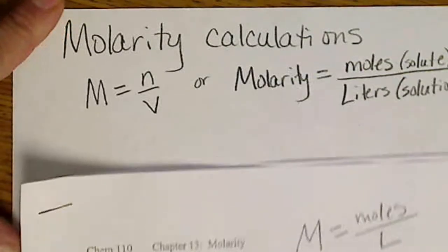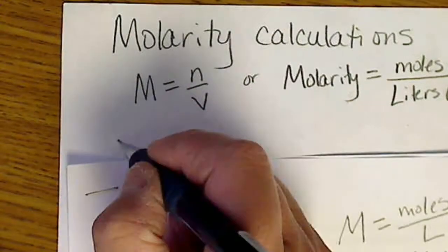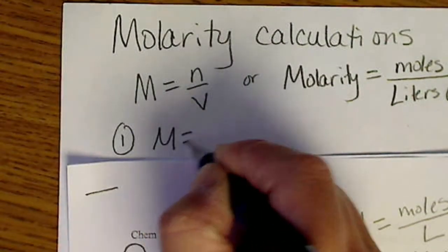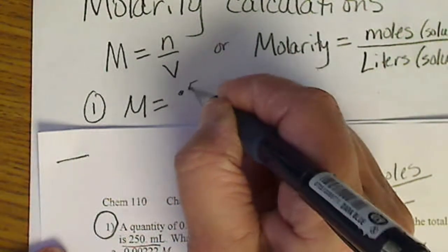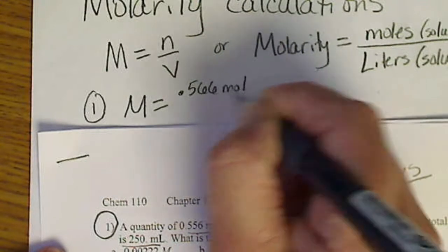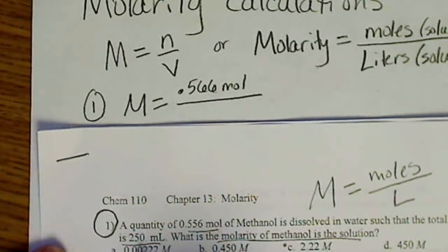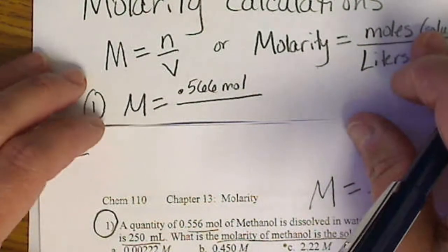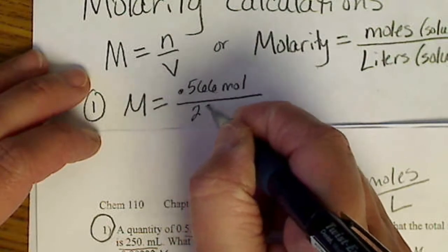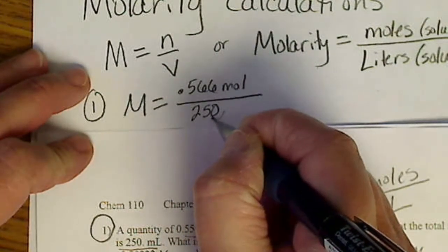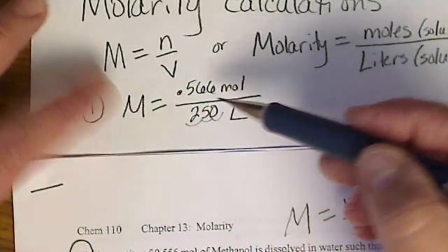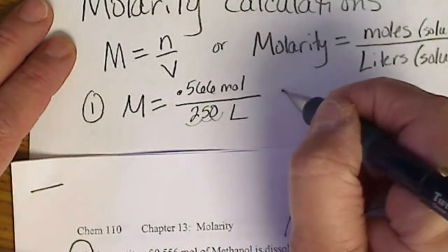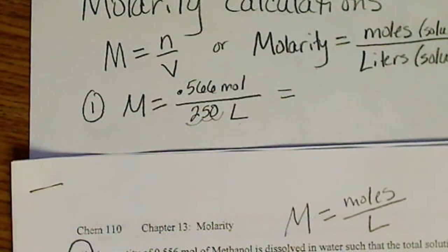So I'm just going to rewrite that here. So question 1, molarity equals, again the moles were given, 0.566 moles, and our volume that was given is 250 milliliters. The volume needs to be in liters, so we'll convert 250 milliliters to liters by moving the decimal 3 places to the left. And then our units there, capital M is a mole per liter, and so all we have to do now is do that division.